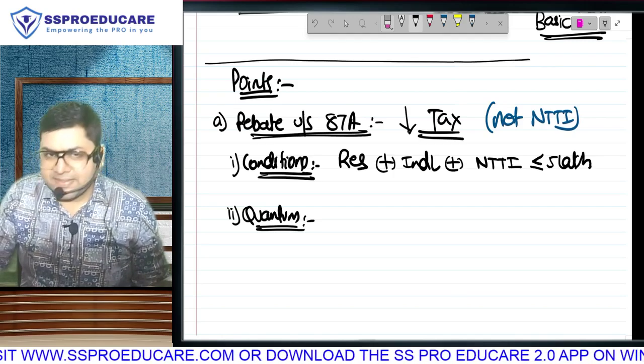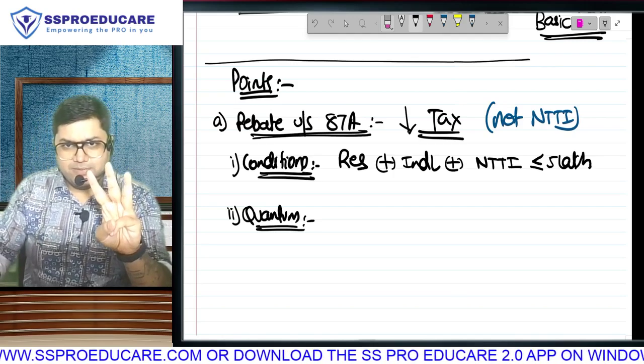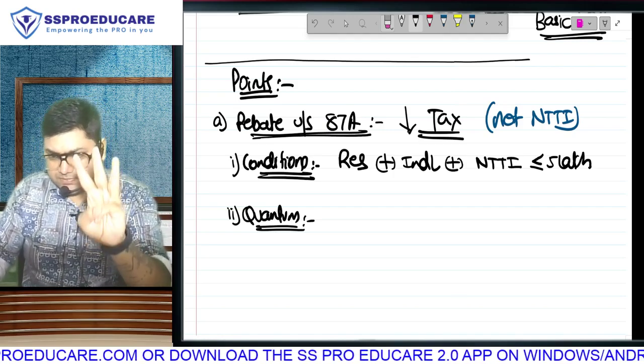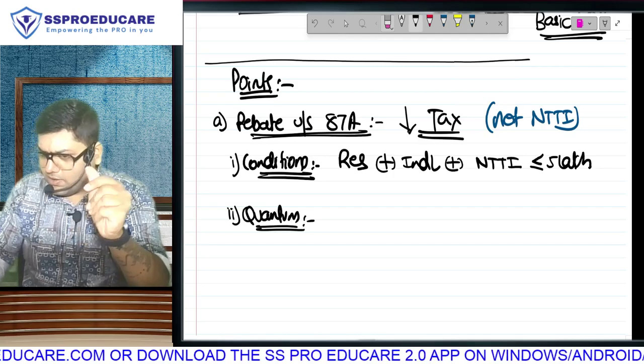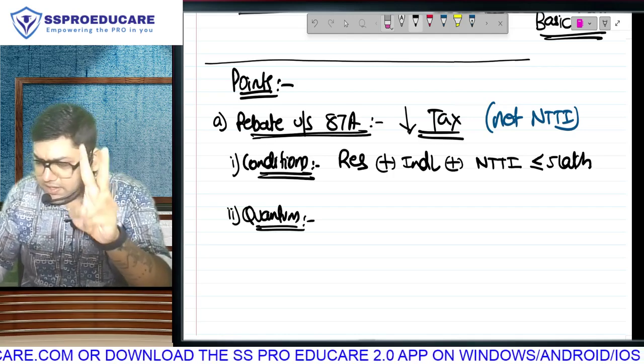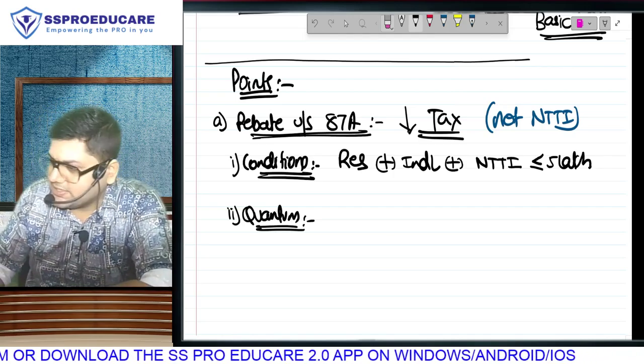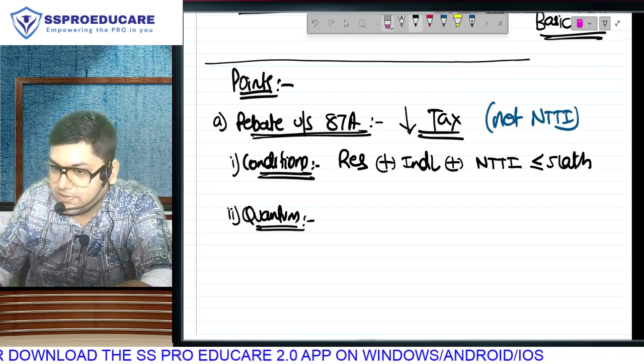Understood? 3 conditions to be eligible to get rebate. First, resident, individual, income up to 5 lakh. Come on. Resident, individual, income up to 5 lakh. If you fulfill these 3 conditions, then you will be eligible for rebate.